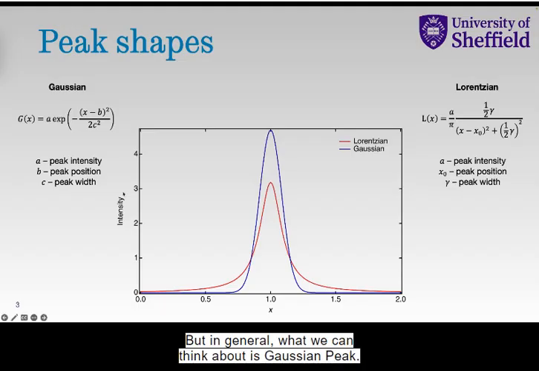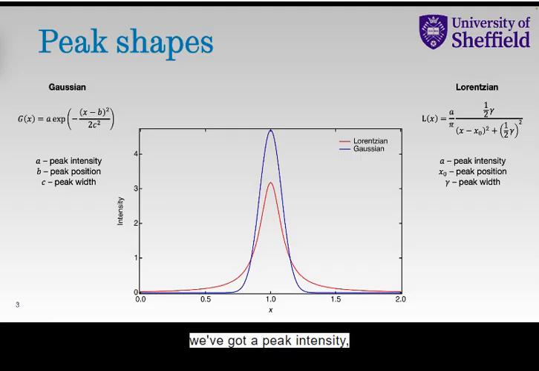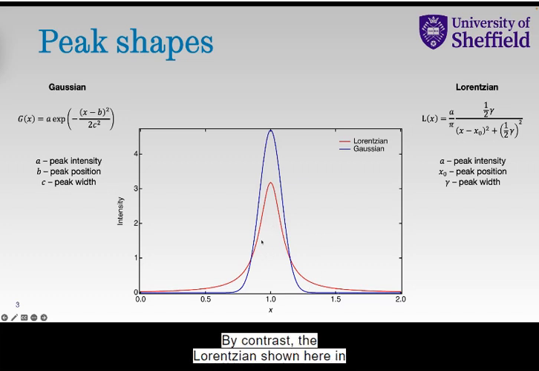But in general, what we can think about is that our Gaussian peak has a peak position, a peak intensity, and a peak width. And you can see that this Gaussian peak is quite pointy in shape and has some tails, but not very large tails coming out here. By contrast, the Lorentzian, shown here in red, with the equation shown over here on the right, you can see has much longer tails that come out on either side of it. And it's defined by this equation here. And again, notice we've got a peak intensity term, a peak position term, and a peak gamma term within this expression.